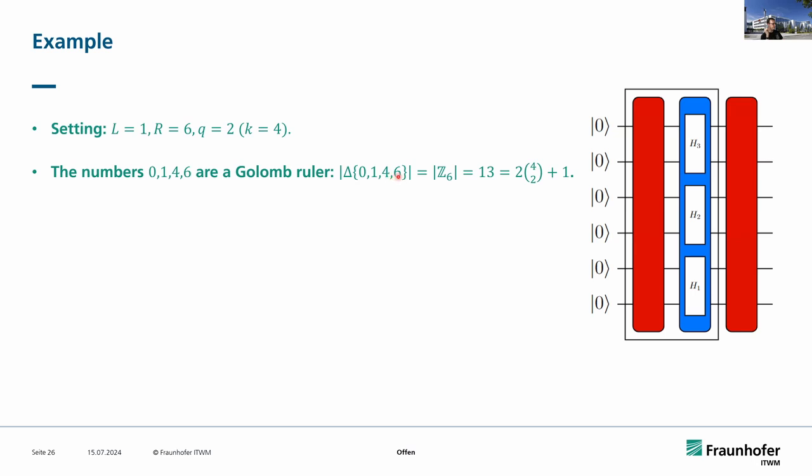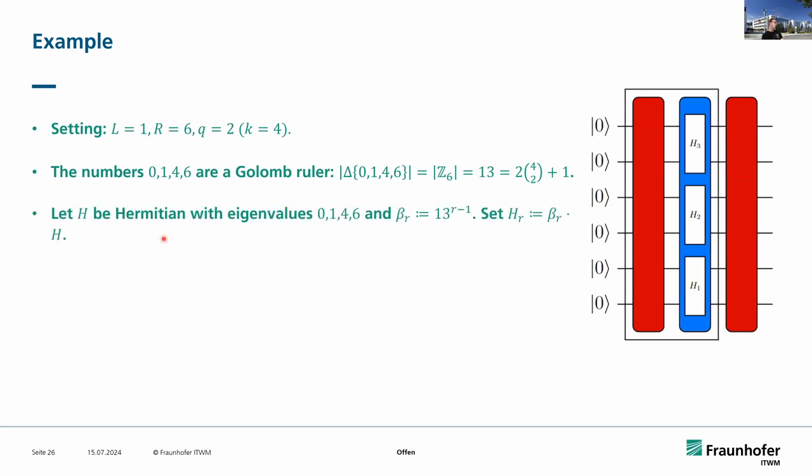Now, how do I get the number 2? 6 minus 4 is 2. And the number 1 is 1 minus 0. And the number 0 is 0 minus 0. So the difference set is exactly the set in x6 that has size 13. And again, that matches the expression if you plug in 4 into that formula. So that's a Golomb ruler, really.